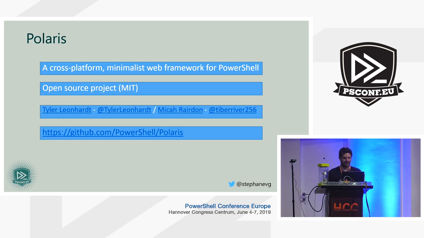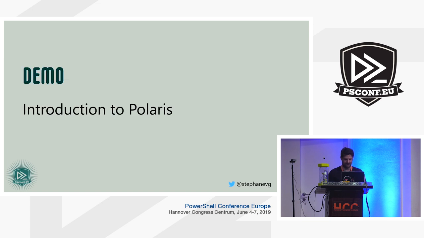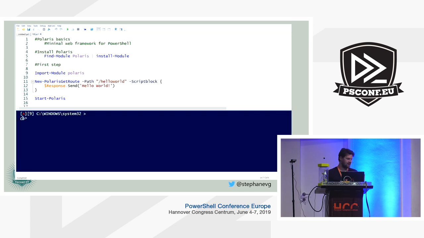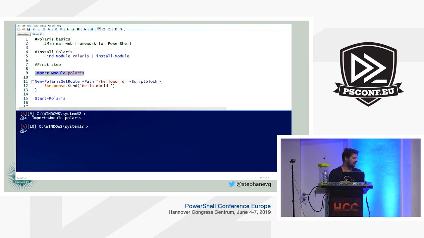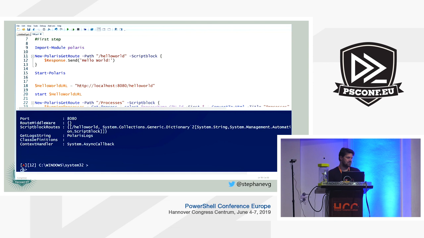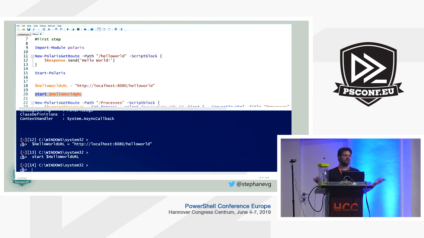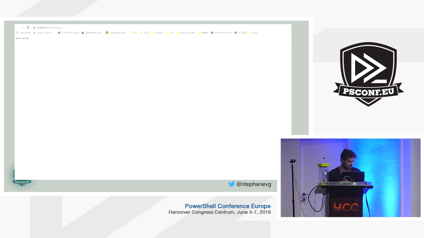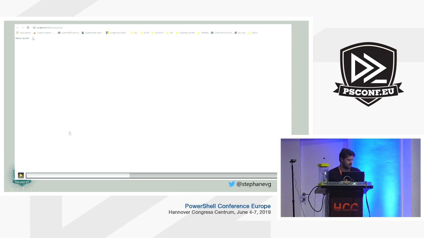And so the link to the Polaris GitHub page. Let's have the demo here. So how does it work? It's on the PowerShell Gallery. Click play. You do Install-Module from the PowerShell Gallery, you import the module Polaris, then you create something called a route, and then you start Polaris. So here, it's going to create a web server in the background, and then you just go and point to that web server. Here it is localhost slash hello world, and we can see we have hello world. So this was what, 4 lines of code. It's really easy.